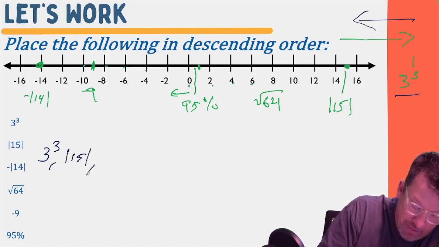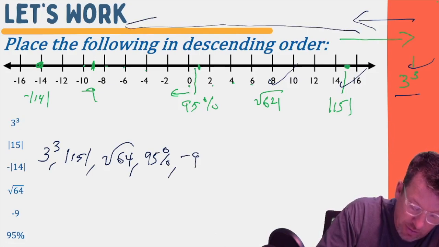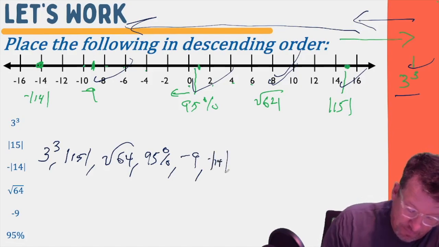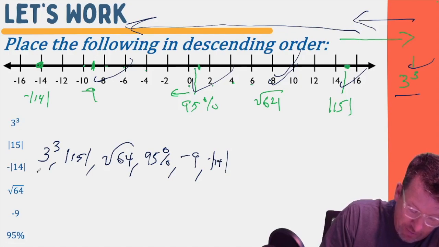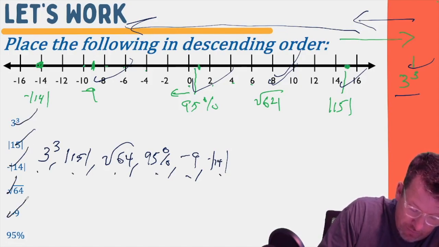Then we have the square root of 64. Then we have 95%. Then we have negative 9. Do you see how I'm just continuously going down this hill, reading these numbers off as I get to them? And finally, we have the opposite of the absolute value of 14. And just make sure we got all our numbers. 1, 2, 3, 4, 5, 6. 1, 2, 3, 4, 5, 6.